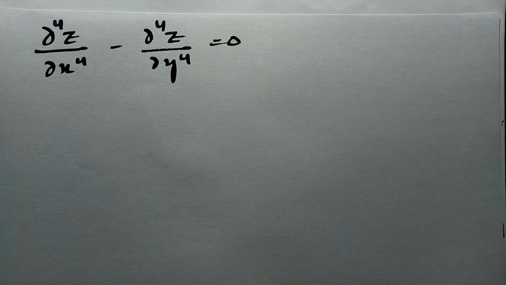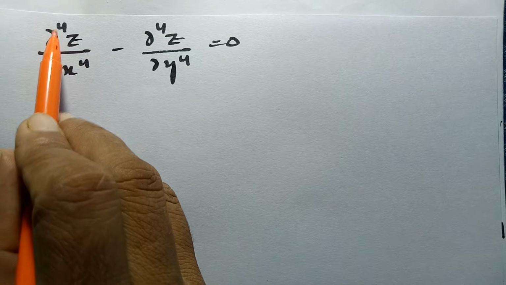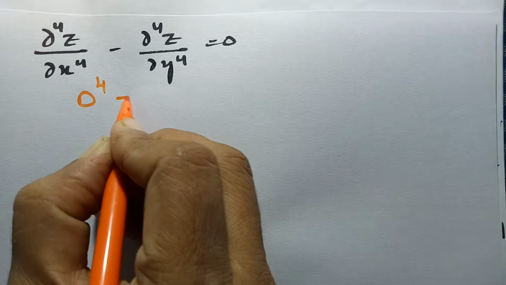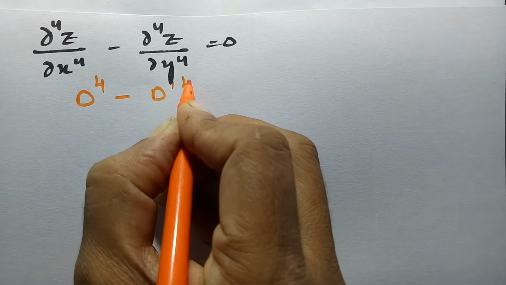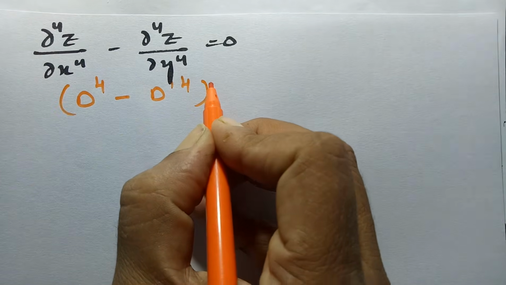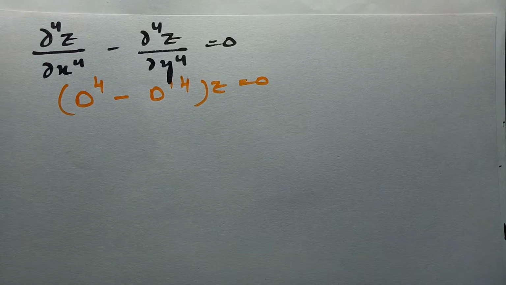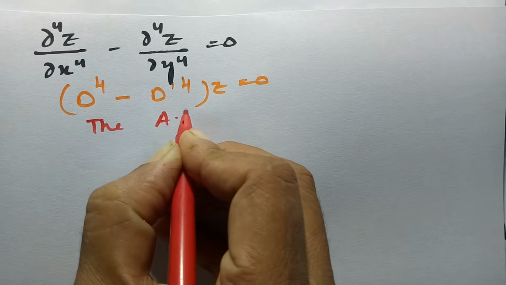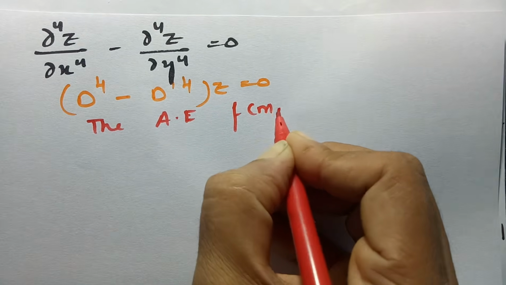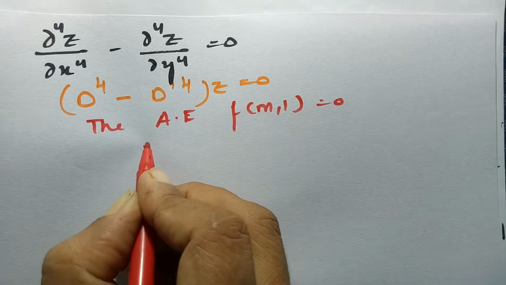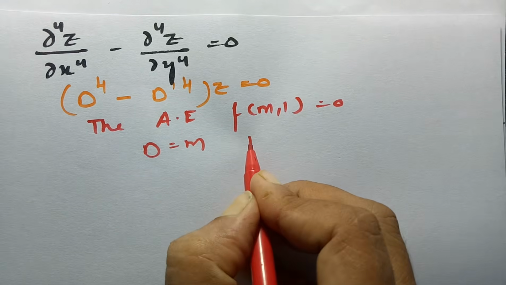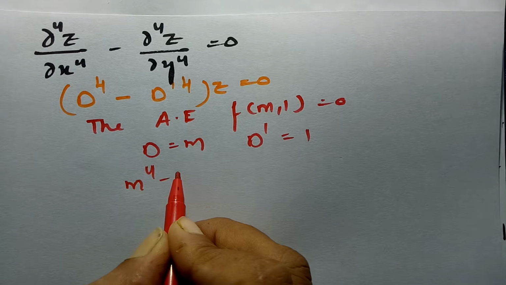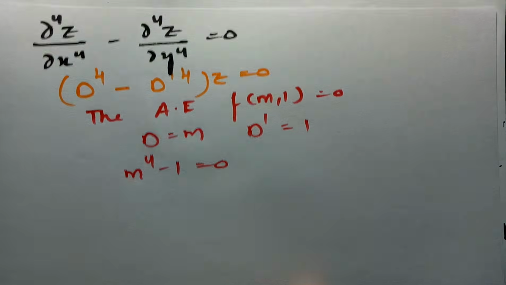So the next one is ∂⁴z/∂x⁴ minus ∂⁴z/∂y⁴ equal to 0. This immediately can be written as D power 4 minus D dash power 4 of z is equal to 0. See here, the auxiliary equation is f of m comma 1 is equal to 0. In place of D I have to write m, and in place of D dash I have to write 1. This will be m power 4 minus 1 is equal to 0.